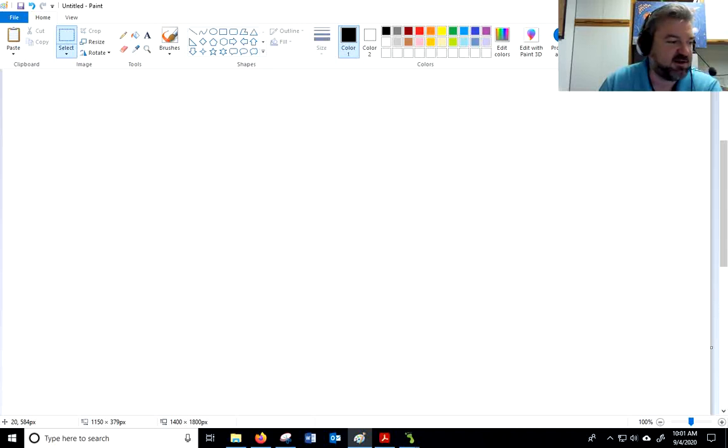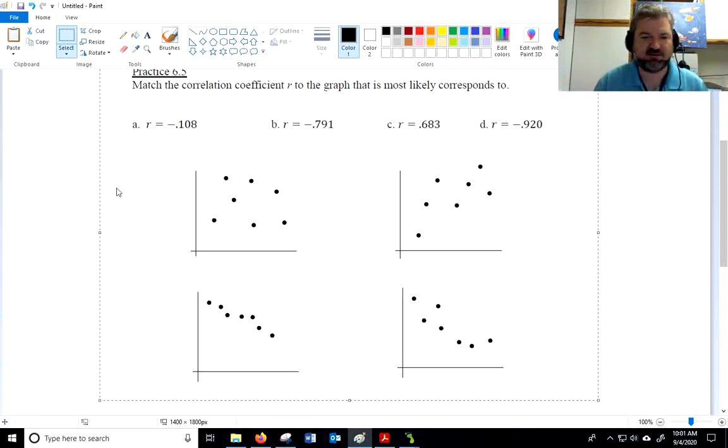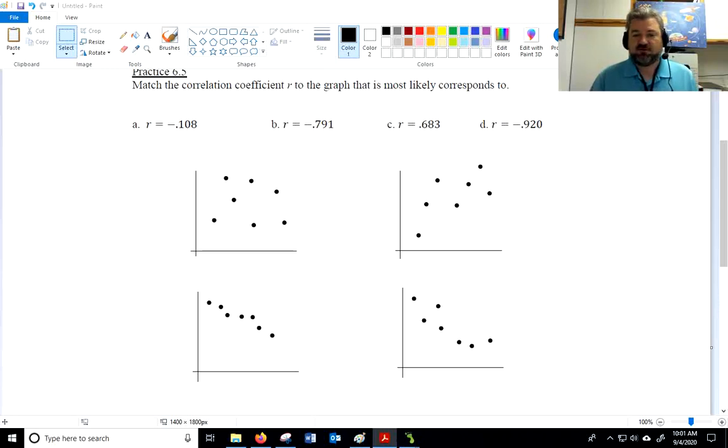All right, I have just a little practice here. I want you to match the R value to the correct corresponding graph as best you can. So take a moment, pause the video, and see if you can identify which one of these R values you would put with each one of these graphs. Okay, this graph here does not appear to have much of a correlation at all. If it did, I would probably think a negative one. So yeah, the negative 0.108 definitely seems reasonable.